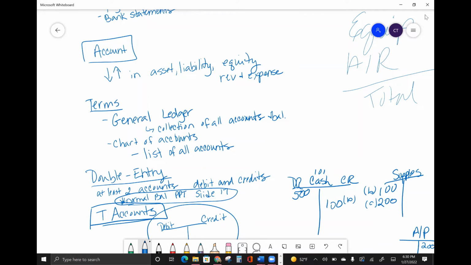Or it could be that I'm buying some equipment, not using my cash. I'm going to buy it with a loan and pay it back later. So that would be a liability. Now I have a liability that increases and I have an asset that increases. So now I'm still in balance. So we have that two-sided effect.